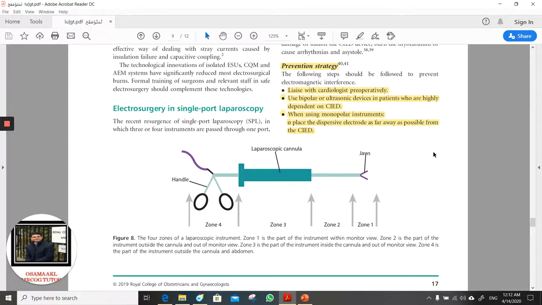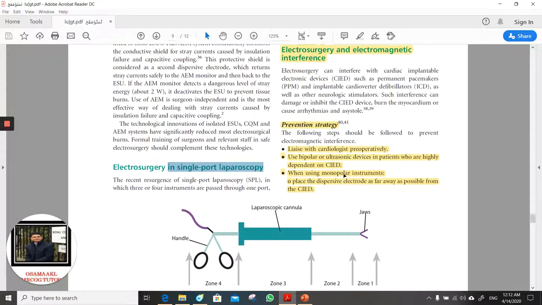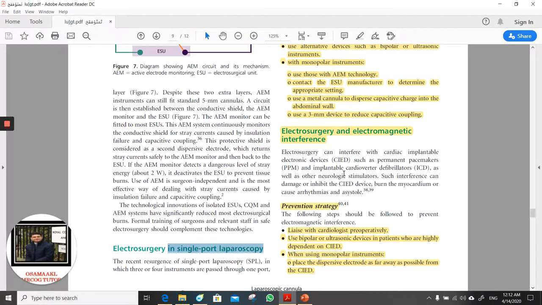Okay, now, one of the new techniques is what's called single port laparoscopy. It means a single cannula or single trocar. And from this trocar, we can introduce multiple instruments at the same time. It's called single port laparoscopy. Okay.